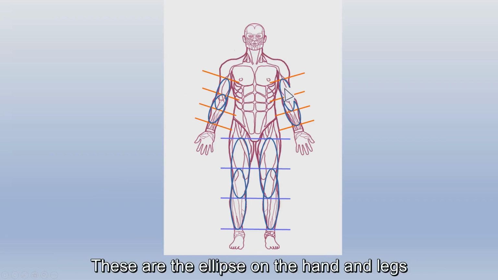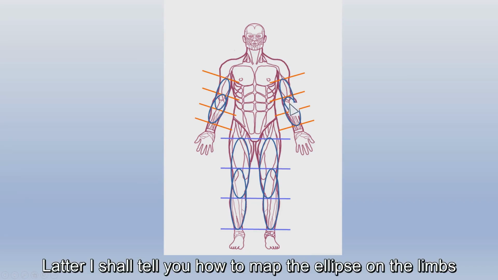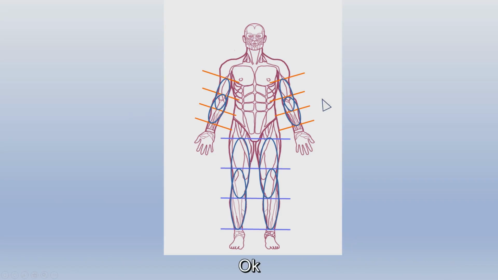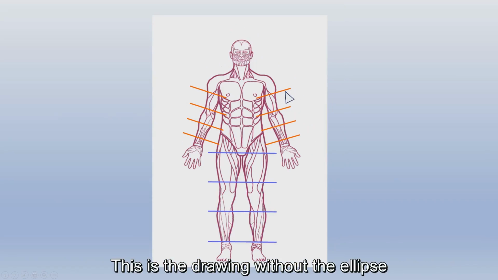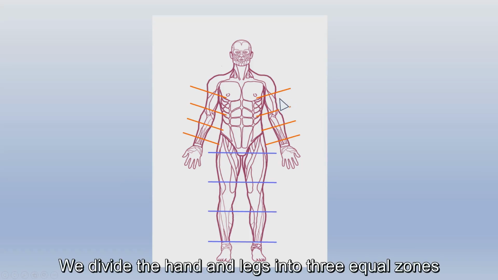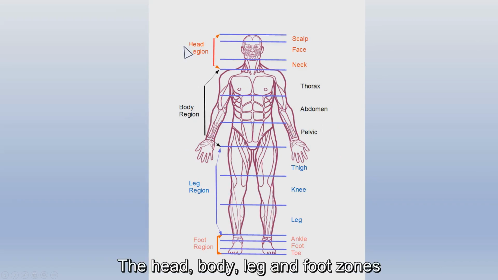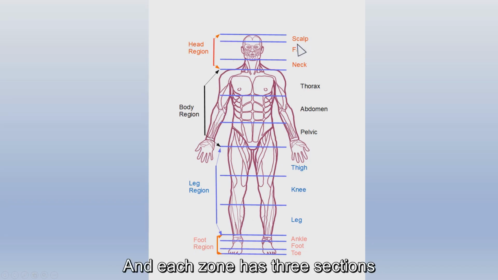Now, these are the ellipses on the hand and legs. Later I shall let you know how to map the ellipse on the limbs. Now what you need to do is understand the mapping first. Okay, this is the drawing without the ellipse. As you can see, we divide the hand and legs into 3 equal zones. Now, I divide the body into 4 zones: the head, body, leg and foot zones. And each zone has 3 sections.